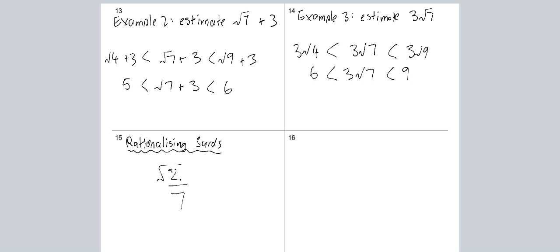Yeah, is that okay so far? So having a numerator that's a square root kind of makes sense. Having a denominator that's a square root is another thing though. So if I went 2 over root 7, what does that even mean?